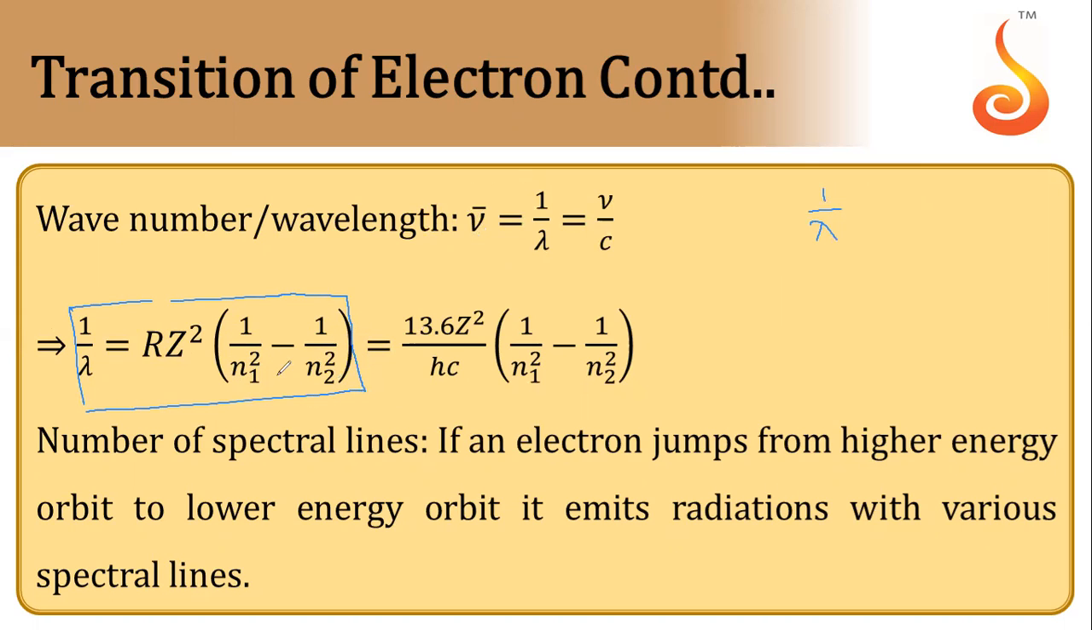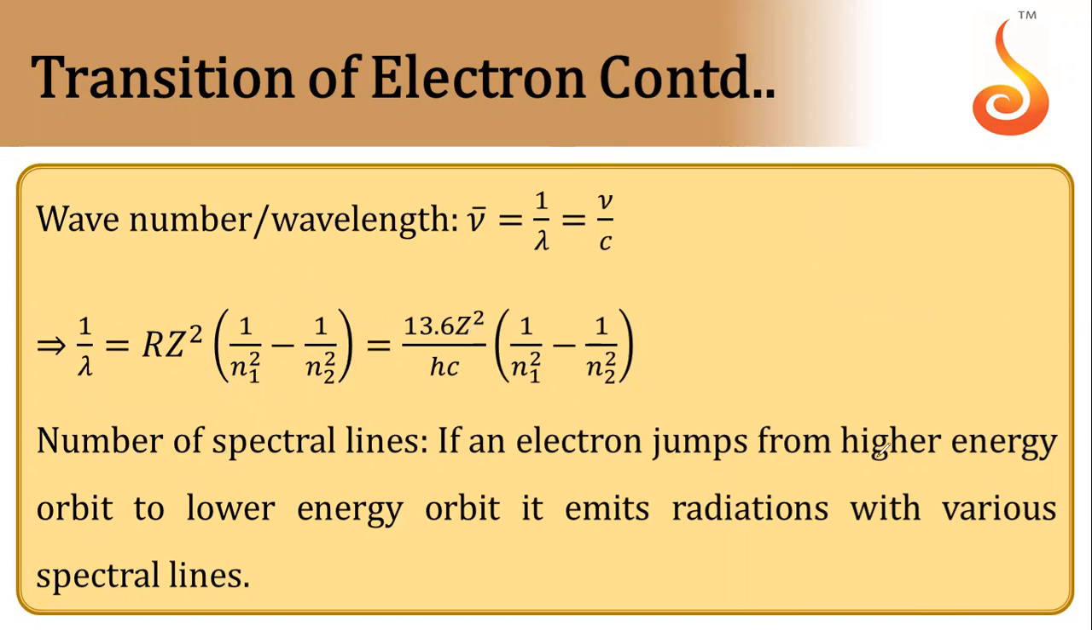Now, whenever you are using this formula, let's say the electron moves from the third orbit to the second orbit. Please make sure here you substitute the lower value. Between 3 and 2, the lower value is 2. So n1 will be 2 and n2 will be 3, such that you will get the value of lambda as positive. Next is spectral lines.